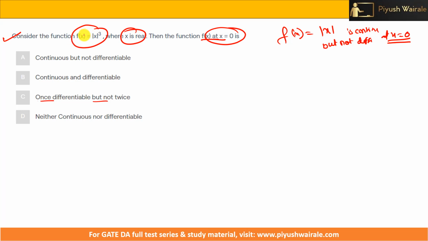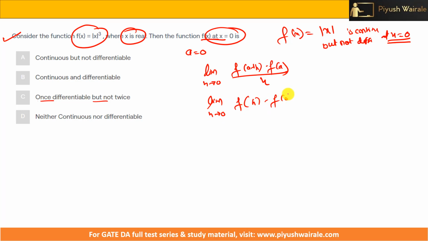Now let's try to solve this particular question. So we know that this particular mod of x is continuous at x equals 0. So any polynomial in mod of x will be a continuous function, right? But we can check for differentiability. So same thing, limit h tends to 0, f of a plus h minus f of a divided by h, right? So same thing, just replace x by a plus h, and here a is equal to 0, right? So what will be the limit? h tends to 0, f of h minus f of 0 divided by h, right?